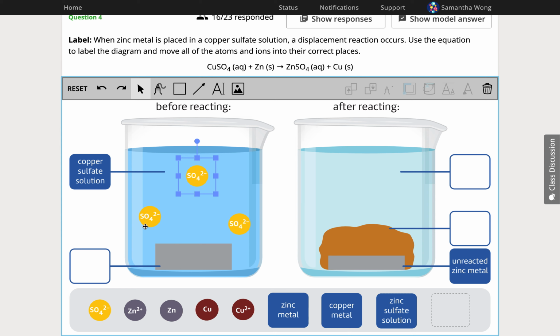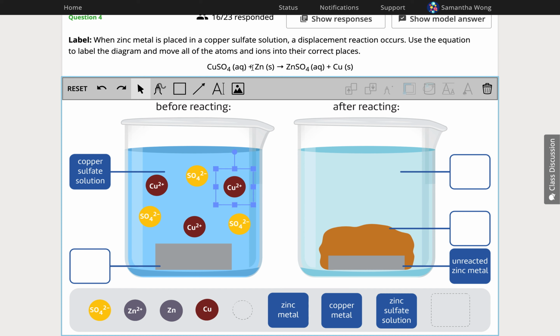So we know we have sulfate. We also know we need copper. Now, the question is, do we need solid copper or do we need copper as an ion? The trick here is we know copper is in solution, so it has to be in ion form. So in the ion, we'll just drag 3 of these in as well.